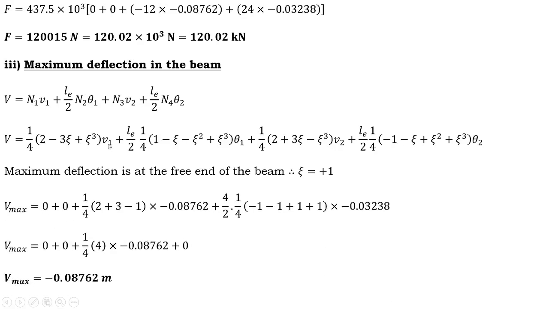So first, v1 is 0, therefore multiplied with this term, it will become 0. Then theta 1 is also 0, therefore my second term is also 0. Here I have a value for v2 which is minus 0.08762. Wherever zeta, I substitute plus 1, and I obtained this. Similarly, wherever zeta, I substituted plus 1, and my value of theta 2 is minus 0.03238. So that is what I have substituted. After simplification, I'll get the maximum deflection in the beam which is minus 0.08762. That is the value.